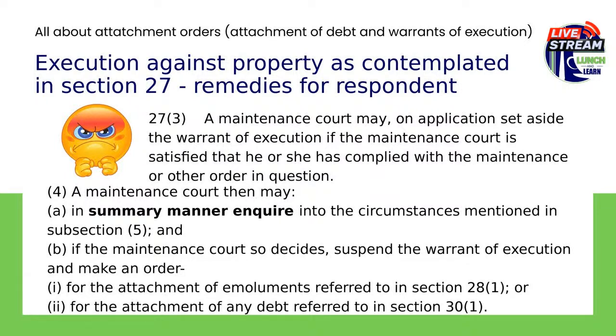Section 27.4 says that once the respondent has paid and settled the arrear maintenance, he can approach the court to have this warrant of execution set aside. And the court does have certain authorities then. The court may then summarily inquire in a manner and look at the situation of the respondent and the reasons for that. And then the court may make an order for suspension of the warrant of execution, or they could suspend the order and then make together with that an order for the attachment of emoluments.